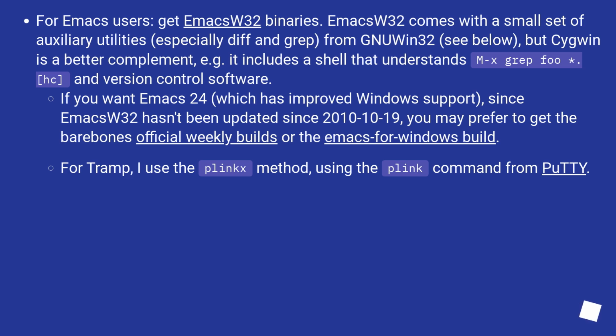For Emacs users, get the NTEmacs binaries. They come with a small set of auxiliary utilities, especially diff and grep, from UnxUtils, see below, but Cygwin is a better complement. For example, it includes a shell that understands Emacs grep foo.h *.c, and version control software. If you want Emacs 24, which has improved Windows support, since NTEmacs hasn't been updated since October 19, 2010, you may prefer to get the barebones official weekly builds or the Emacs for Windows build.